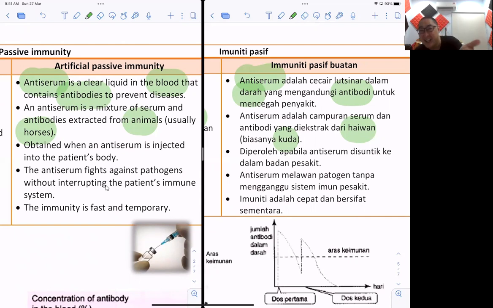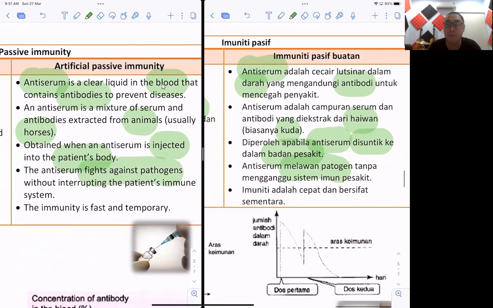Okay. Horse is a mammal. All right. So we take this blood from the horse and then we extract this anti-serum. And this anti-serum is directly injected into your patient's body. So disuntik ke dalam badan pesakit. And this anti-serum can help you to fight pathogen. Melawan pathogen tanpa mengganggu sistem imun pesakit. So it helps you.